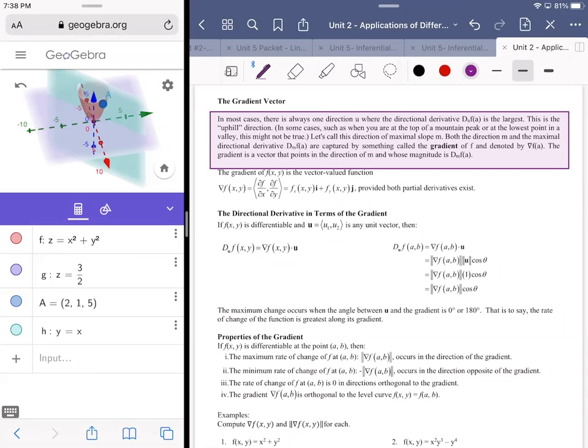So the question becomes, well, how do you find the maximal directional derivative? Right. So the gradient is the vector that contains all the first order partials. Now you can write it in whatever form you want. You can write it as f sub x, you can use the delta notation, you could write it in component form, you could write it in ijk notation.